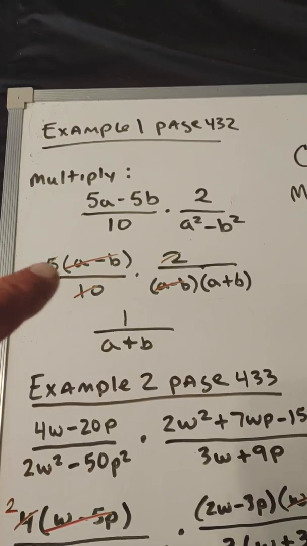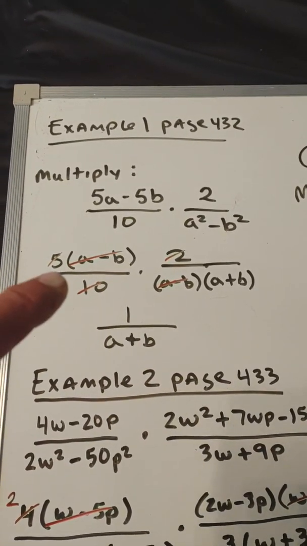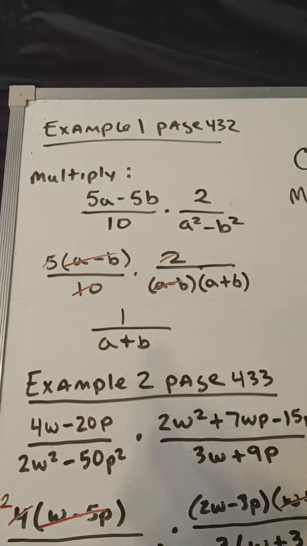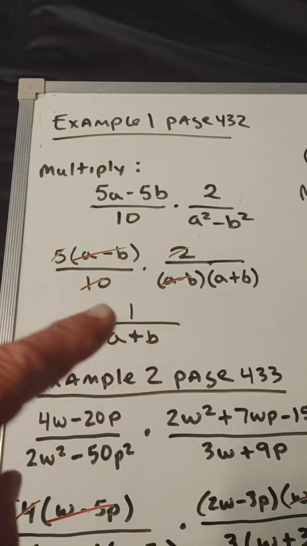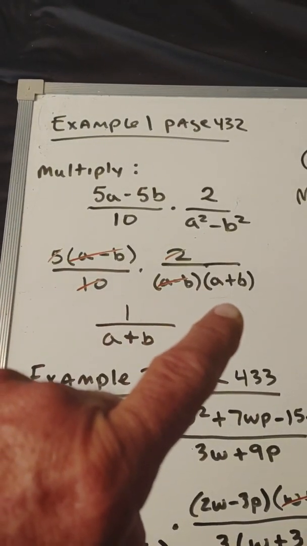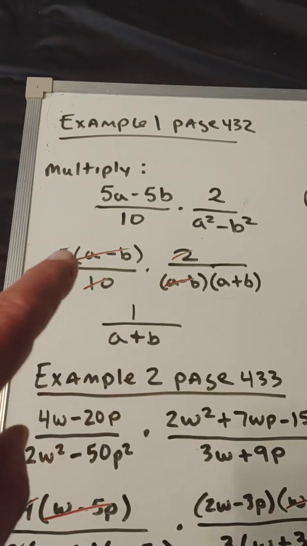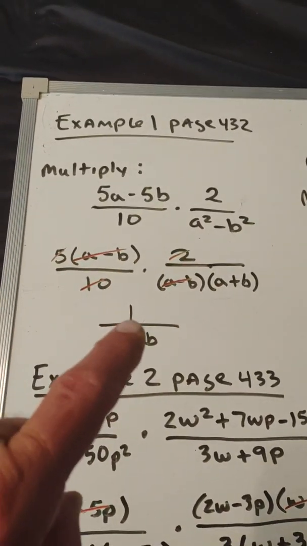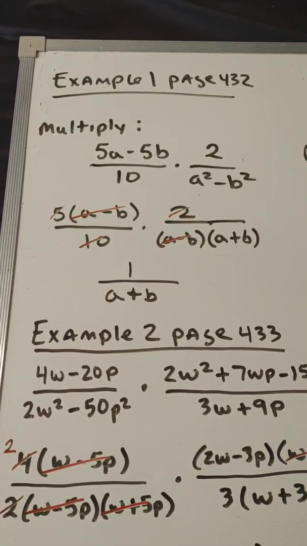We then notice that 5 times 2 is 10. 10 divided by 10 becomes 1. A minus b over a minus b becomes 1. So we end up with a 1 on top, a plus b. Because a plus b is in the denominator's place of a fraction, it needs to stay there. Because everything cancels out on top, it's not 0, it's 1. So now we have 1 over a plus b.